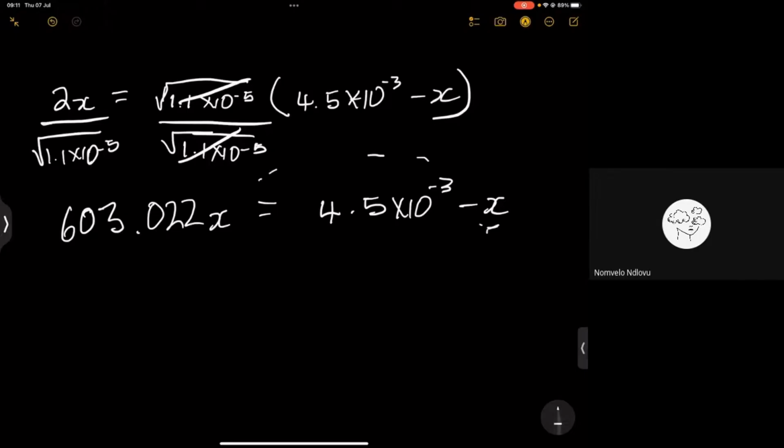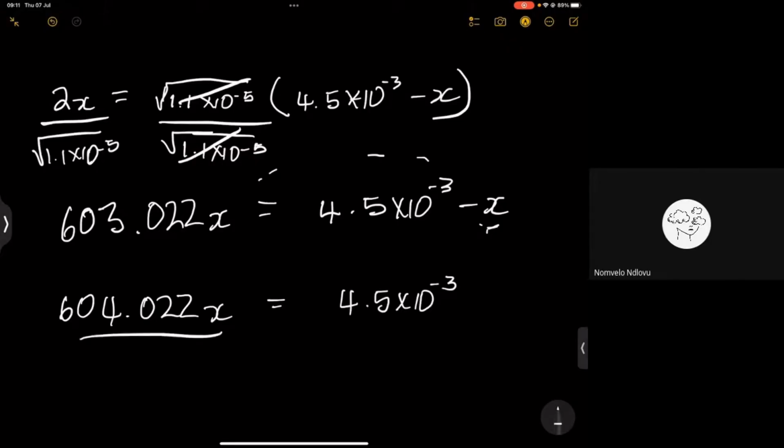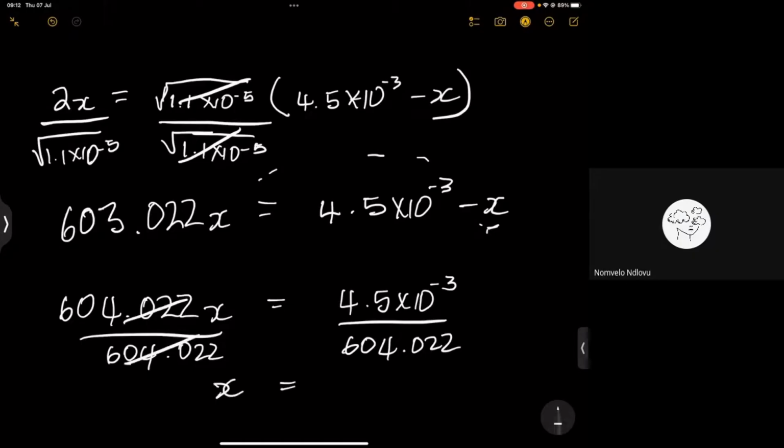Remember, it becomes positive. So I'm left with 603.022 plus 1, which is 604.022x, equal to 4.5 times 10 to the power negative 3. And of course, what's left for us to do is divide by 604.022. That cancels, and we now want the x amount.